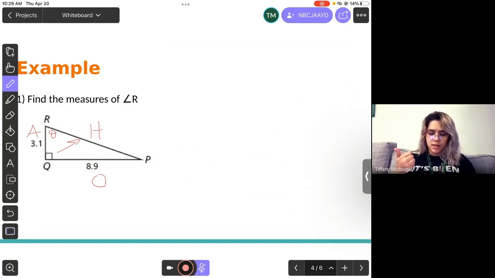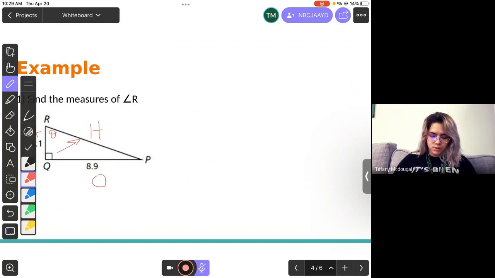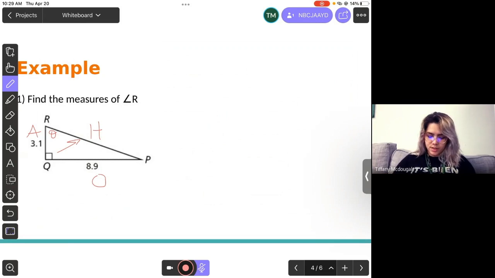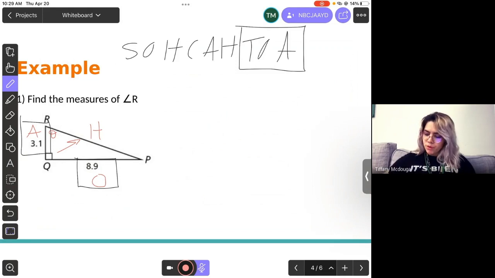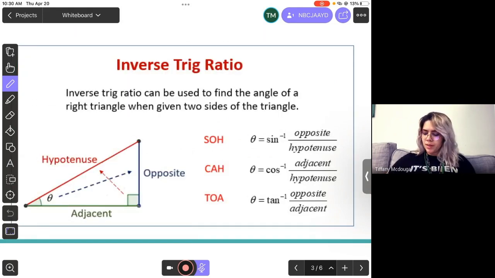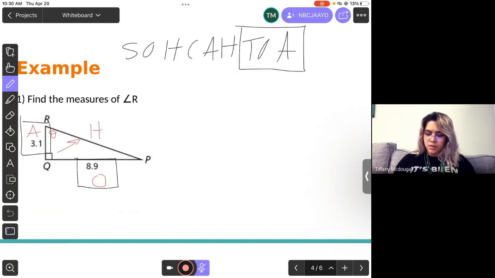So step one, label theta. Step two, label your sides. And now step three, we're going to circle the sides that are given. So I've been given opposite and I've been given adjacent. So using SOHCAHTOA, I'm looking for what part of SOHCAHTOA has the O and the A, since those are the sides that I circled. And that looks like it's going to be right here, TOA. So if you want to refer back to our ratios right here, I'm going to set up the tangent ratio. So go ahead and start writing.